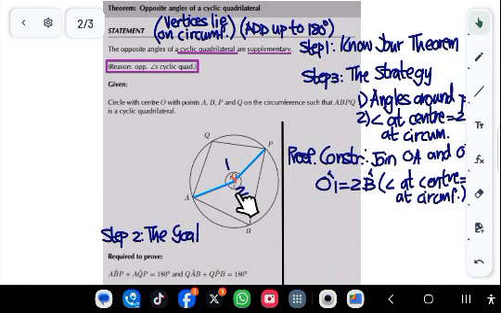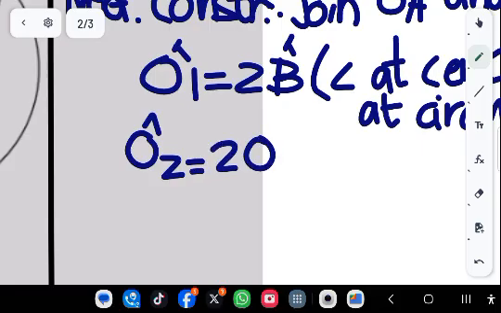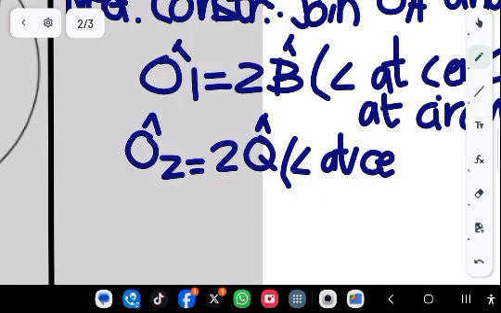Same story with OT. Angle O2 is equal to twice angle Q. Same reason: angle at center equals twice angle at circumference.